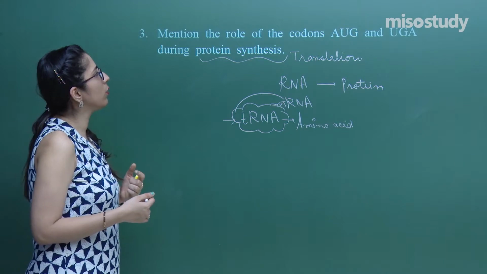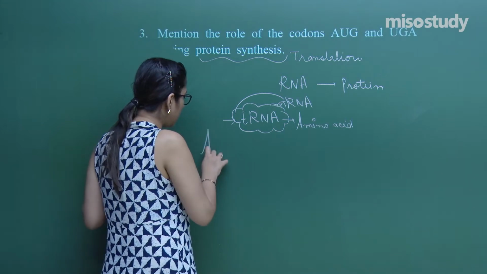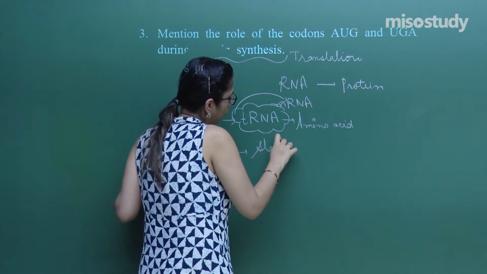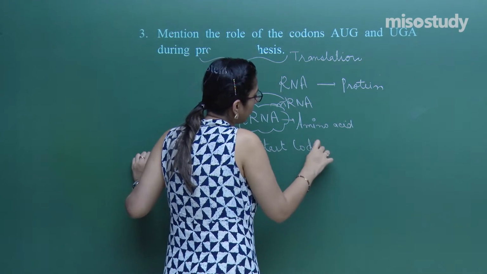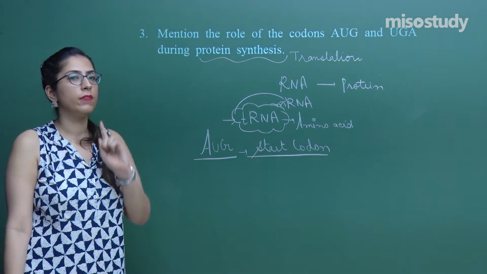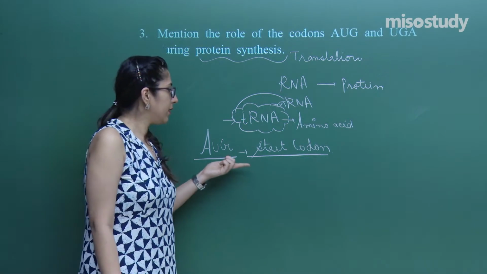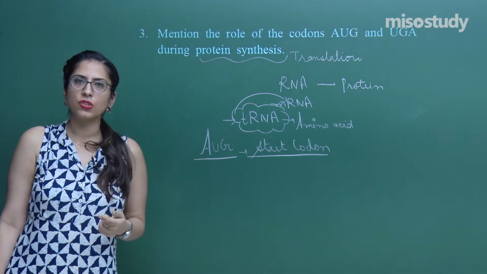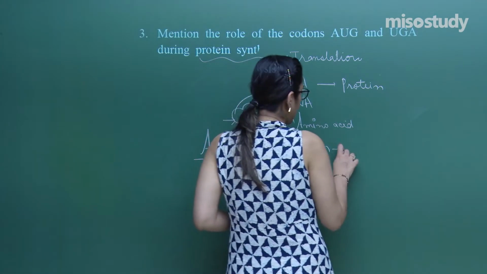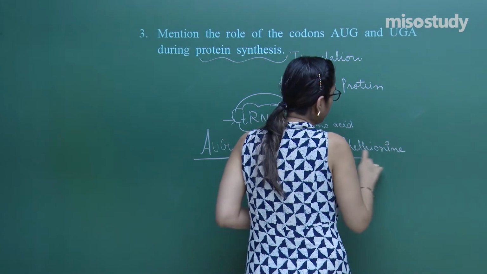Now the triplet codon mentioned in the question is AUG. AUG is called the start codon. This is the codon from where translation always starts. Translation always starts with AUG. This you have to remember. It is carried by a tRNA which is called a charged tRNA because it carries one amino acid with it, and the name of that amino acid is methionine. Which amino acid? Methionine.